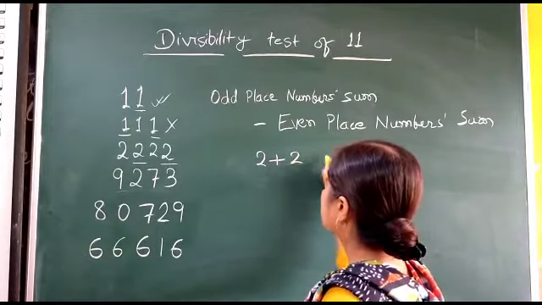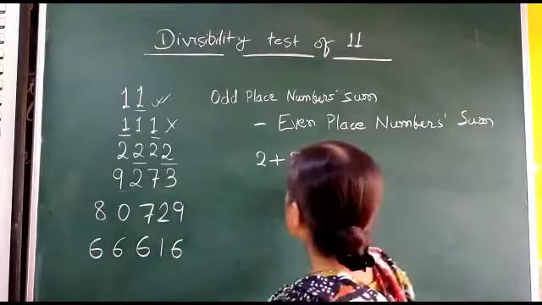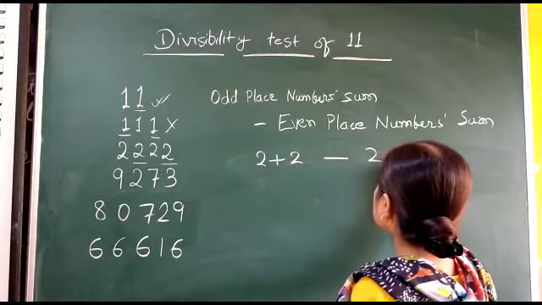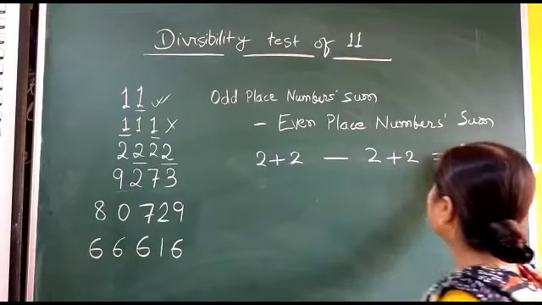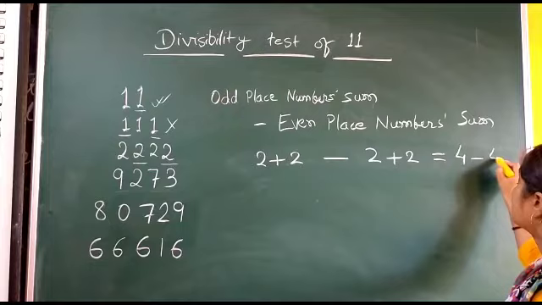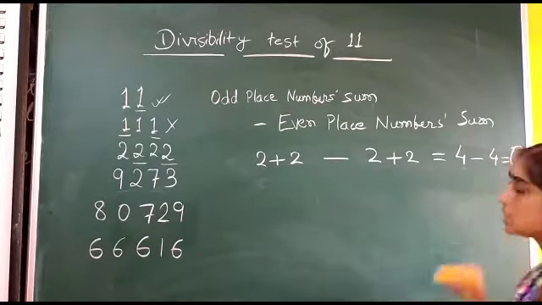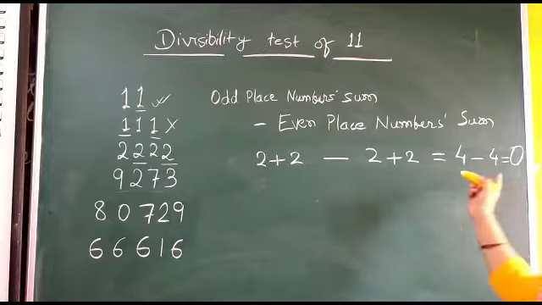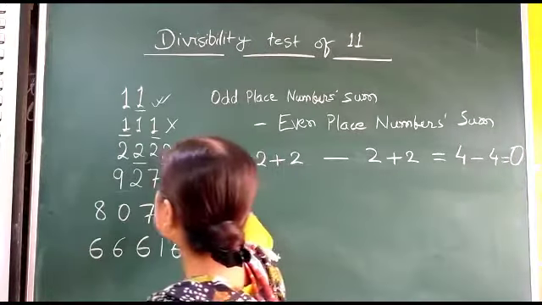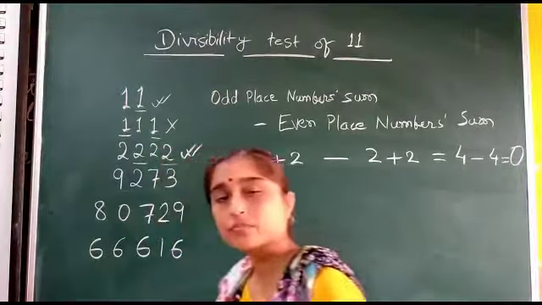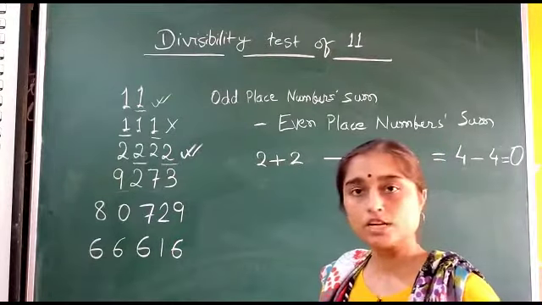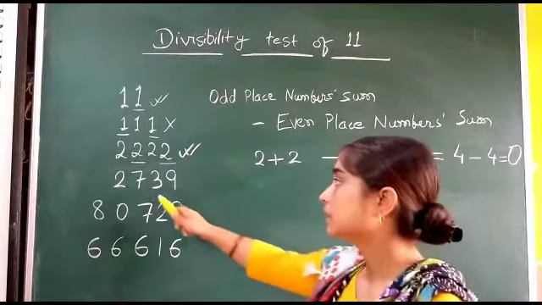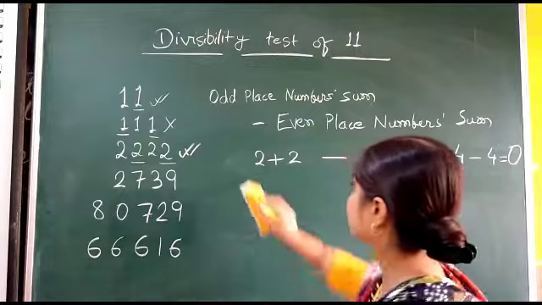2 plus 2 minus the even place number sum. 2 plus 2 is equal to what? 4 minus 4 is equal to 0. Yes? It is 0. Therefore, this number is also divisible by 11. Understood? Now see the third number we will do.